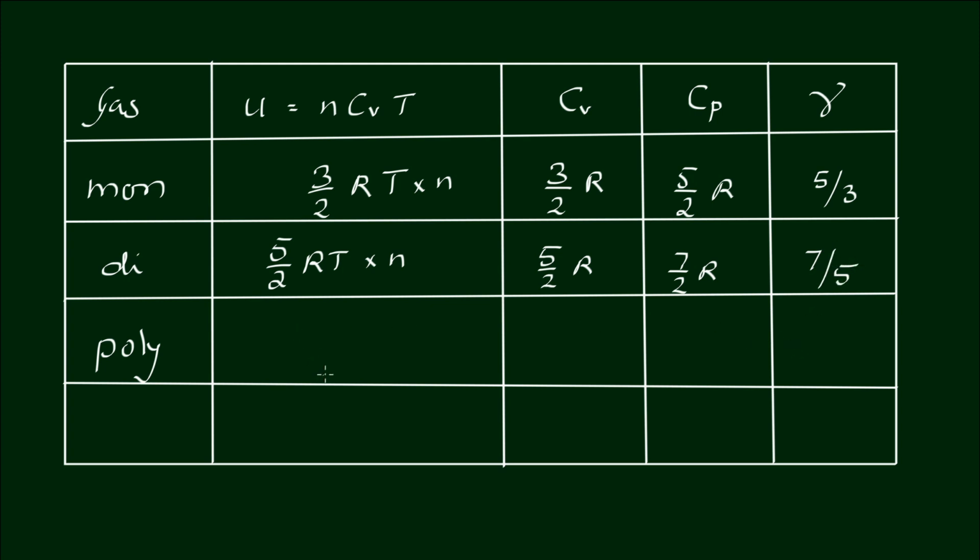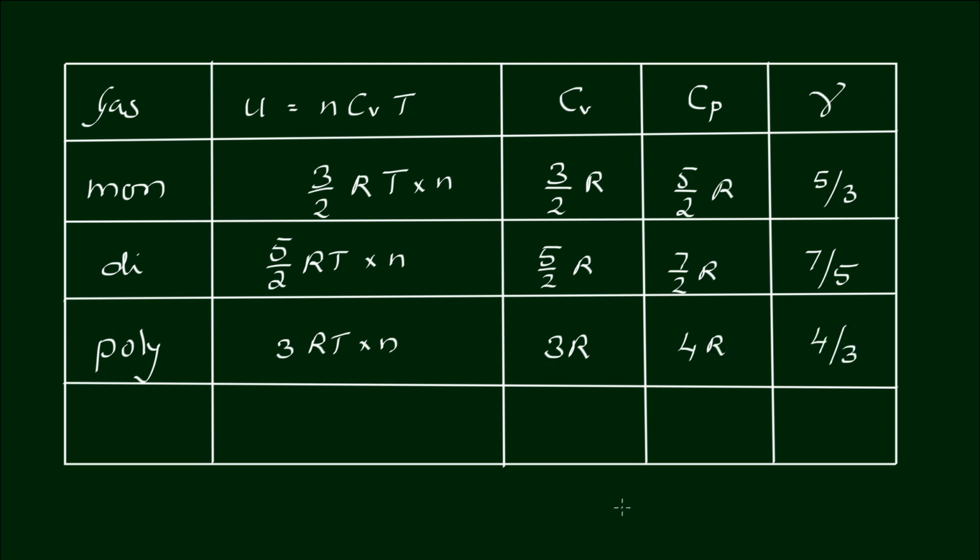And lastly, for polyatomic gases like methane and ammonia, ignoring vibration again, you have 6/2, or 3 RT for n moles, multiplied by n. So Cv, comparing these expressions, is going to be 3R, Cp is 4R, and gamma is 4/3.